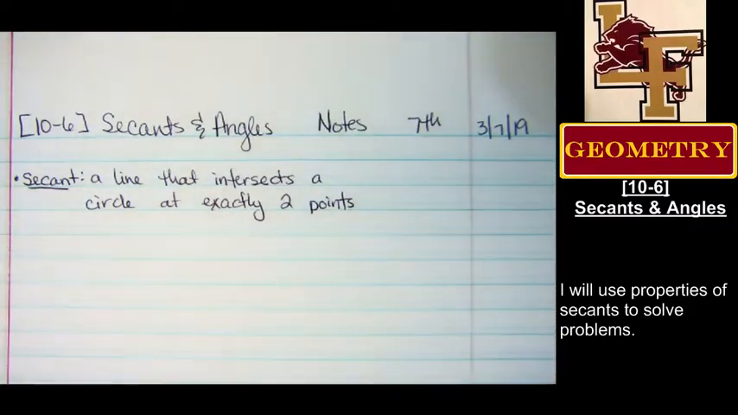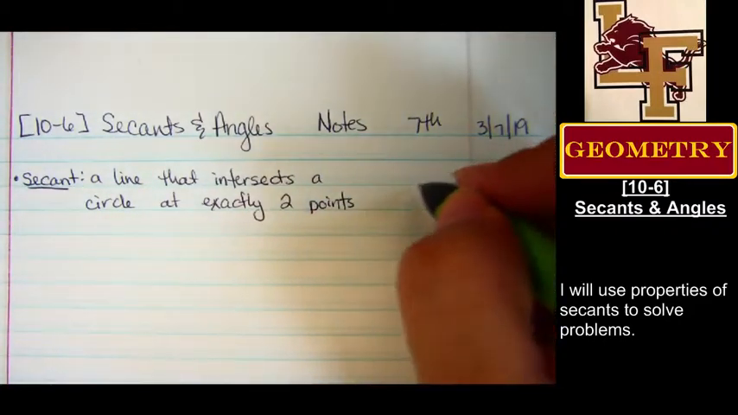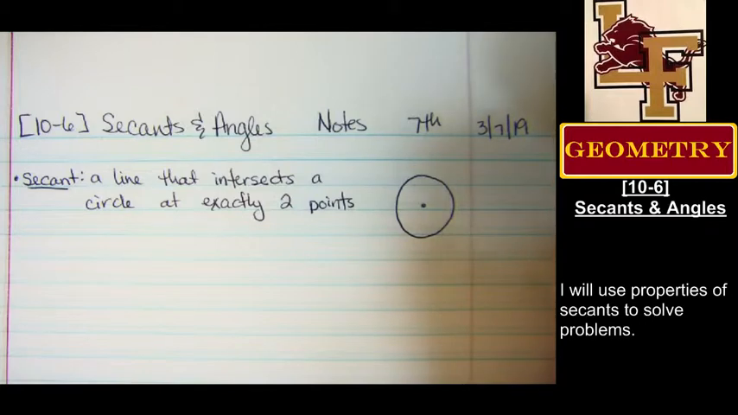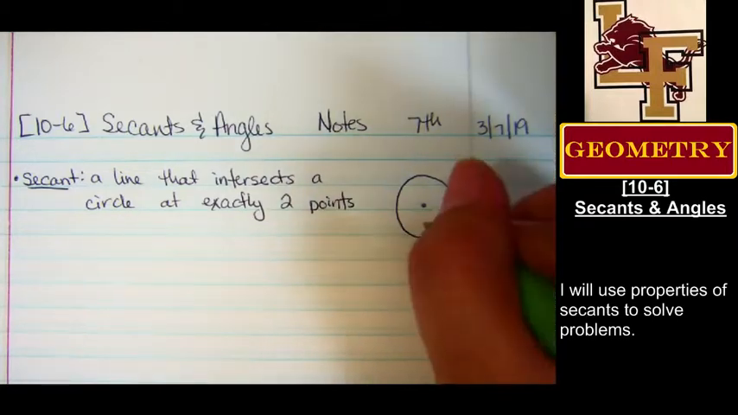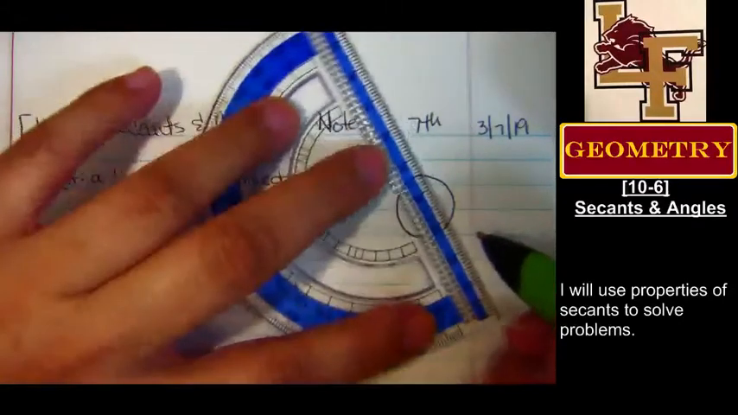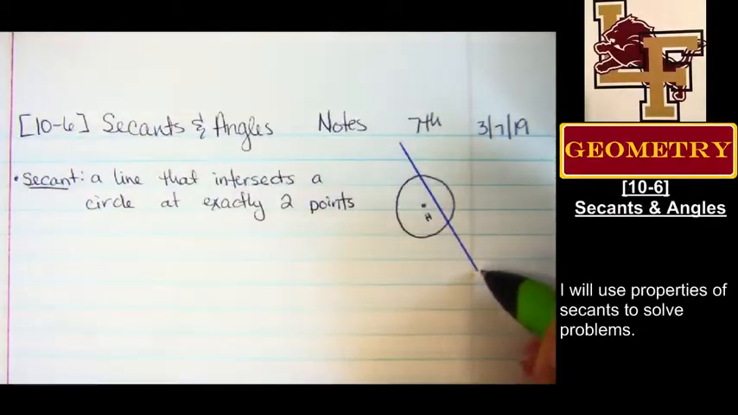So let's draw what this thing looks like. Draw a circle, and let's give that circle a name: H. Then we're going to draw a secant. This is going to be a straight line, and it's going to intersect the circle in exactly 2 spots. No one cares where, just any 2 spots.